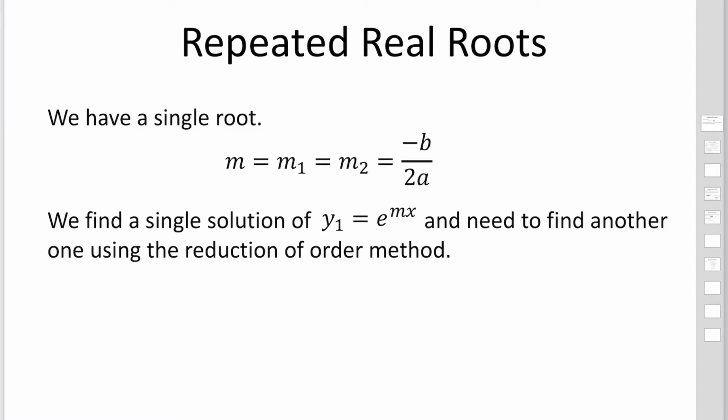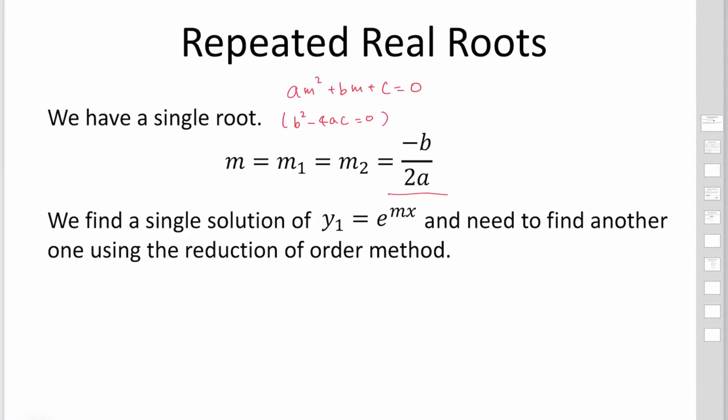In this session, we consider the repeated real case. As I explained, when you substitute y equals e^(mx) into the second order differential equation, you have am² + bm + c = 0. When b² − 4ac = 0, we have a single root, m = −b/2a. We find the single solution y₁ = e^(mx), where m is expressed as −b/2a.